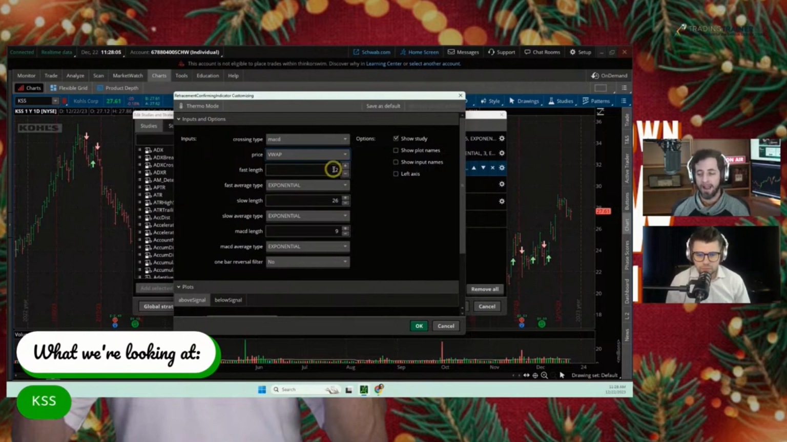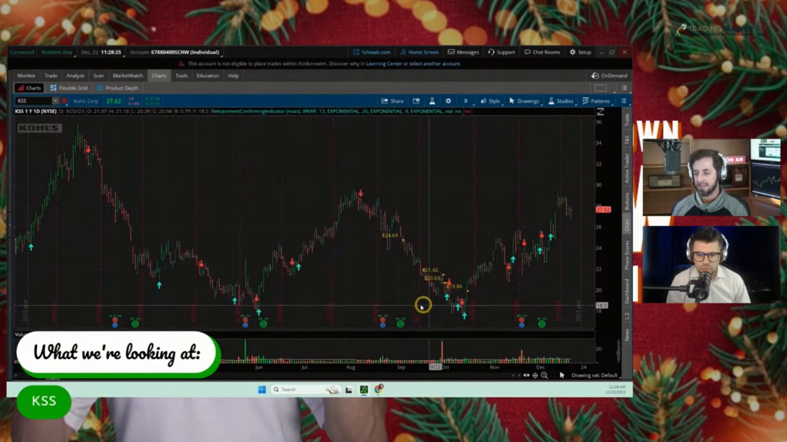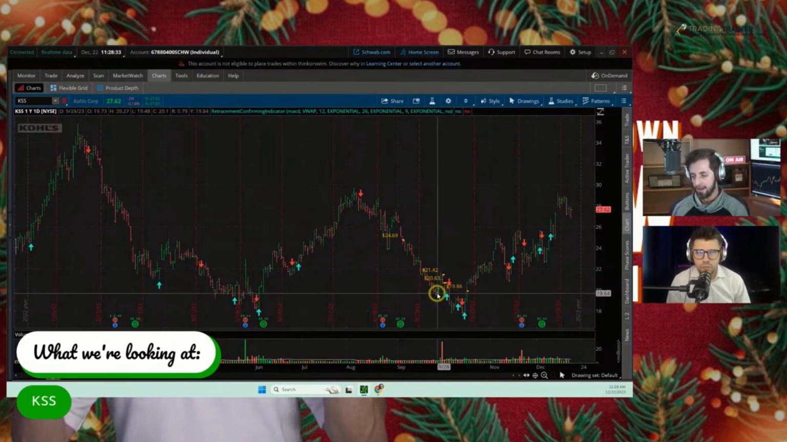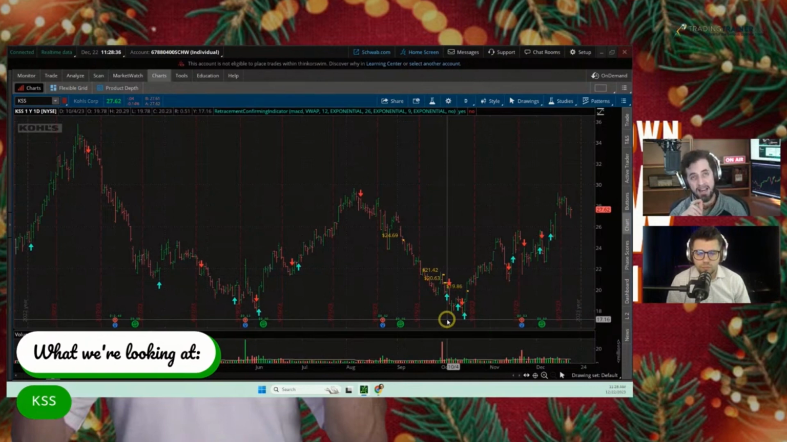The normal MACD is a 12, 26, and 9. So if you set up your indicator as a MACD indicator with VWAP as the price and 12, 26, 9, all exponentials, and don't put on the one bar reversal filter, I think you're going to find a nice end of day indicator for trading Kohl's. You could definitely modify that further if you think you can get it better. But again, this is an end of day indicator.